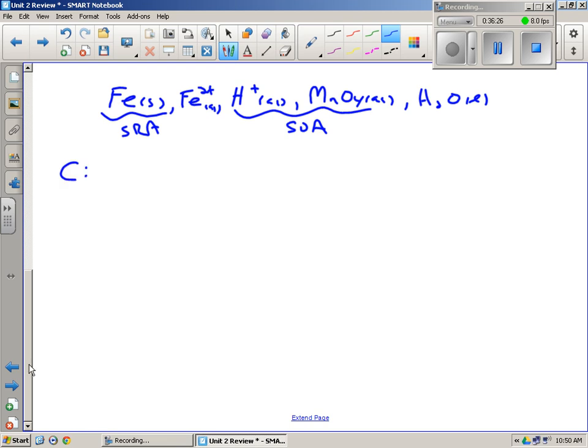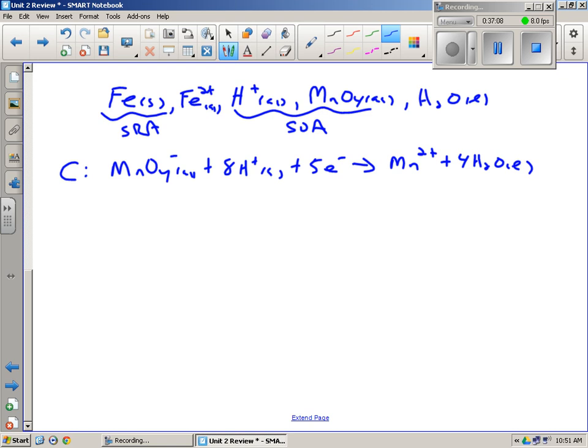Okay, so I'll write this out, just for a little bit of review. The actual equation is MnO4 minus and 8 H pluses and 5 electrons gives me Mn2 plus and 4 waters. So that's what would be happening at the cathode. At the anode, I would probably be starting with some iron solid and getting iron 2 plus and 2 electrons, like so. Iron solid, iron 2 plus and electrons.